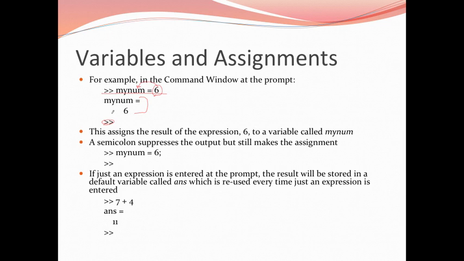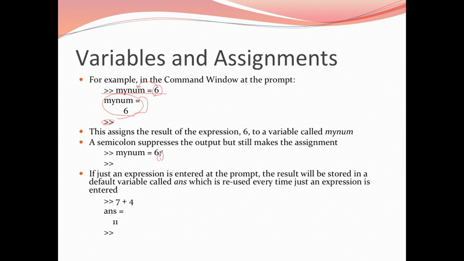Now, if you know that you're putting a 6 in a variable called mynum and you don't want to see MATLAB coming back and showing that to you, you can put a semicolon after the assignment statement. And what that does is that suppresses the output. So it still puts the number in the variable, it just doesn't come back and show that to you.